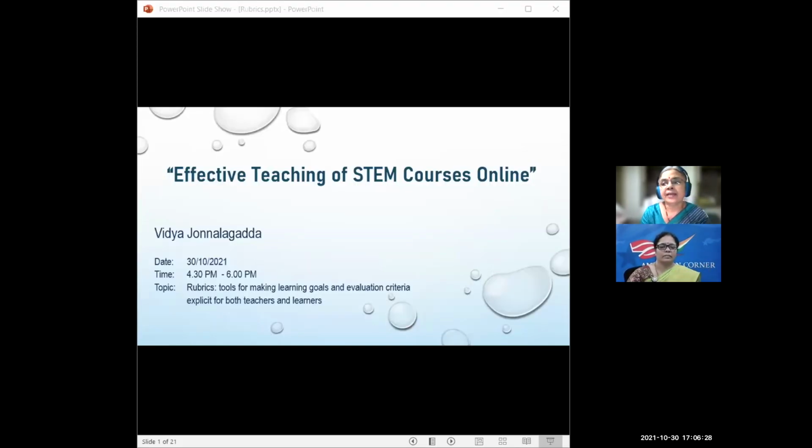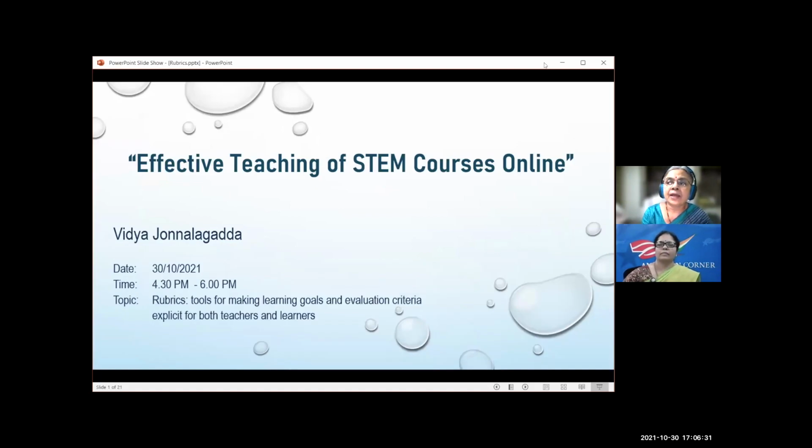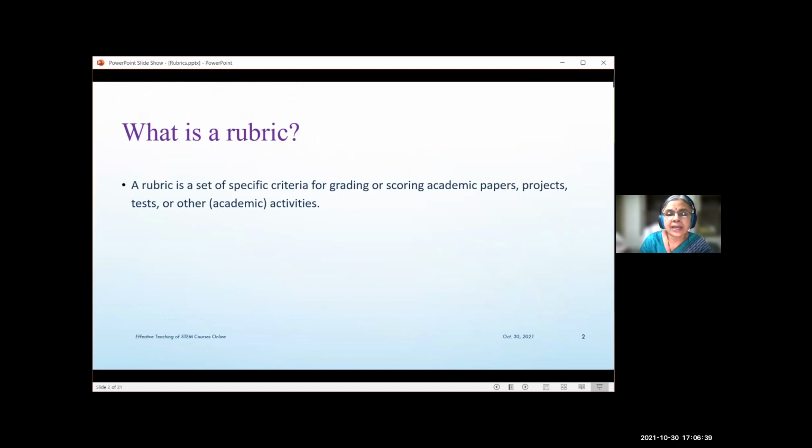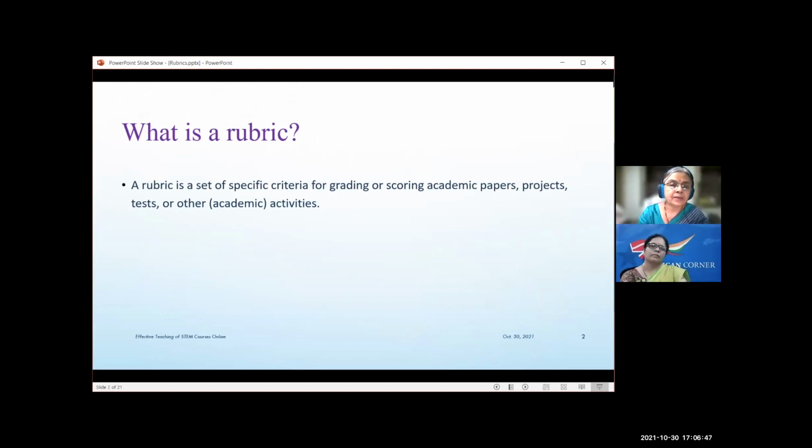So what is a rubric? It's not a complicated word, but it is simply a kind of guide, right? A guide that we ourselves make to help us in grading or understanding student output. In technical terms, it's just a set of criteria that we have decided, based on which we are going to give marks to a paper or a project or some other activity. It could be a lecture or a presentation by a student.